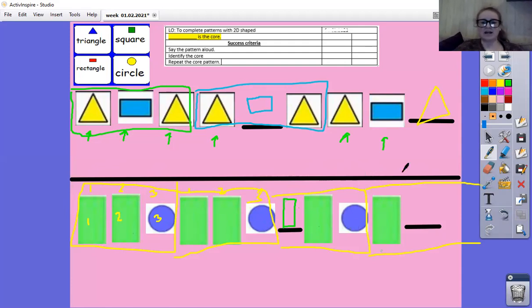Fantastic. Green rectangle, what comes after green rectangle at the beginning of the chord? So the first shape is green rectangle, the second shape is green rectangle. So those are the shapes each should have filled in those spaces.